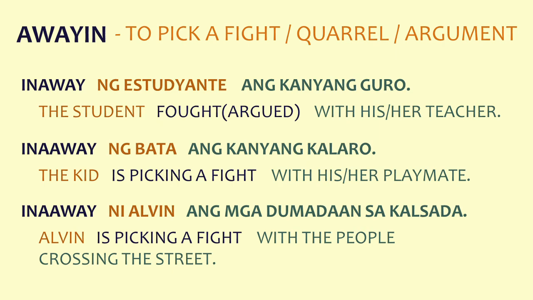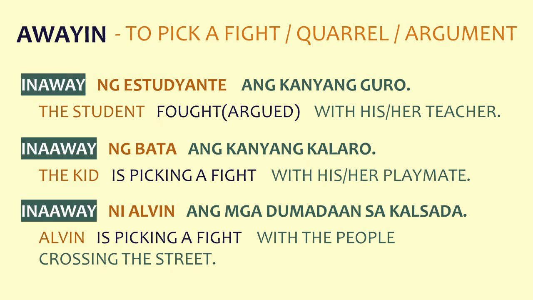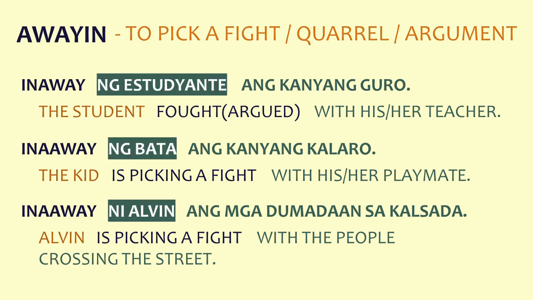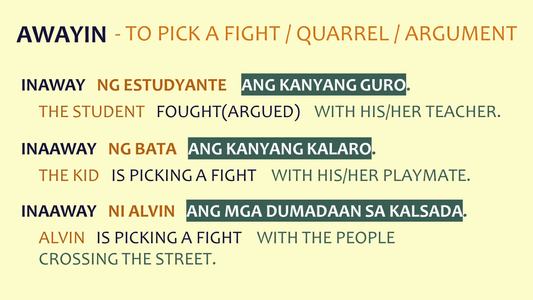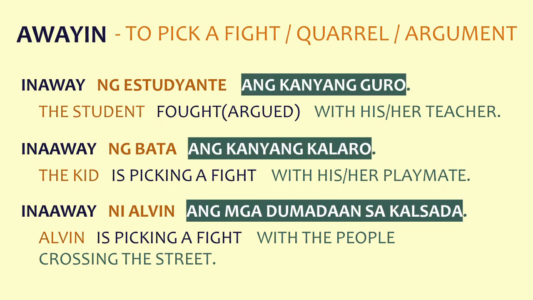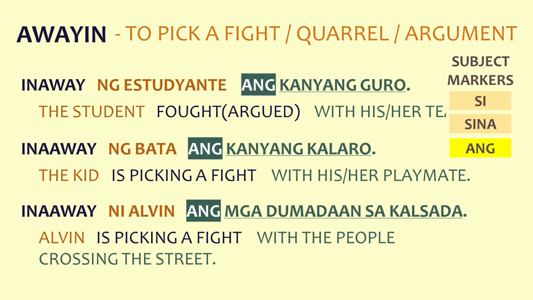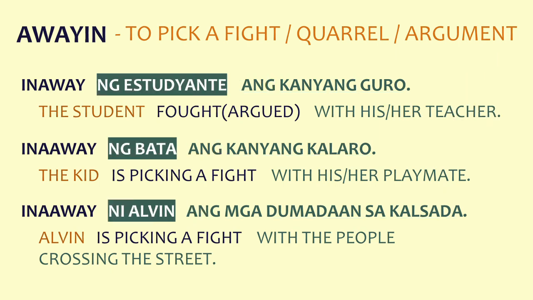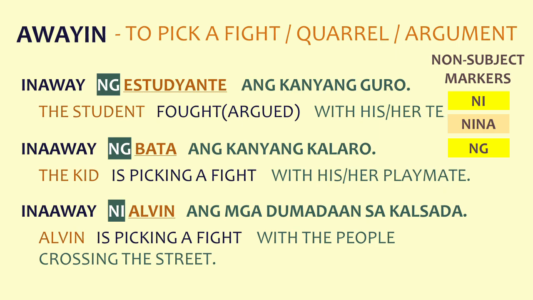So as you can see, we started the sentences with the verbs and then the doers of action, and then followed by the receivers of action. Now, since awayin is an object-focused verb, for the receivers of action, since they are the focus of the sentence, we use the subject markers before them. And then for the doers of action, we use non-subject markers.